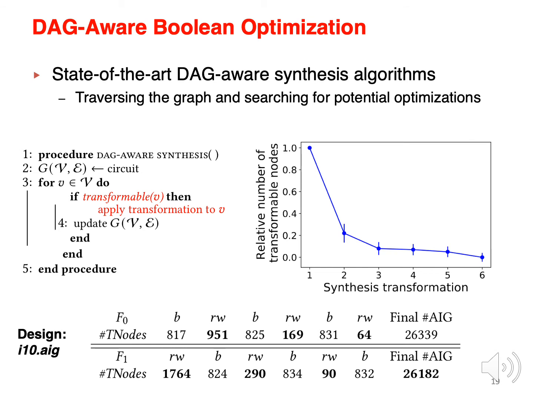And let's take an actual example on I10, with only 2 transformations applied. We can see that for the first flow compared to the second flow, the number of potential optimizations is always lower than the second if you look at rewrite, because balance is not doing much about optimization, right? As a result, we observe more AIG node reductions as a final result.